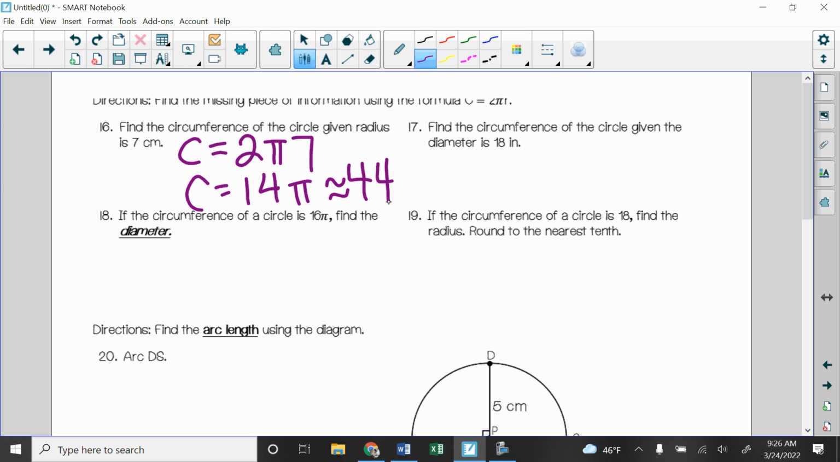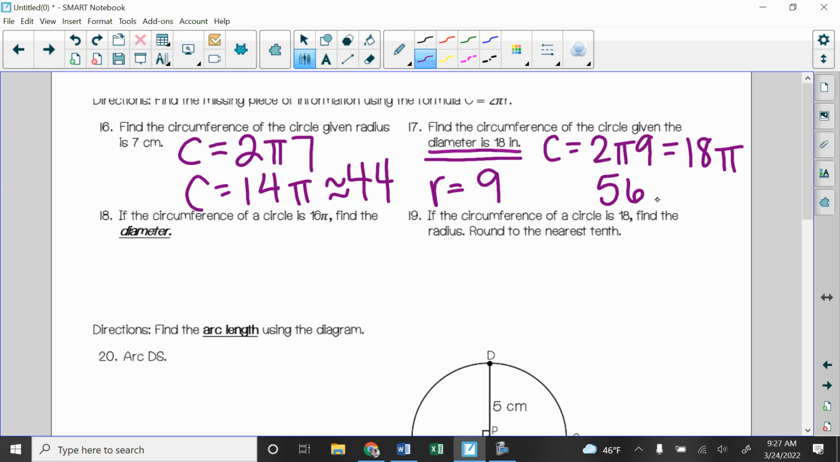The second one, however, they give you the diameter. So what's the radius? 9. Then you can plug it in, 2 pi 9. That gets you 18 pi. Did anyone type it in the calculator? I think it's 56. 60, sorry. 56.55. Okay. So that would be it if you typed it in around it.